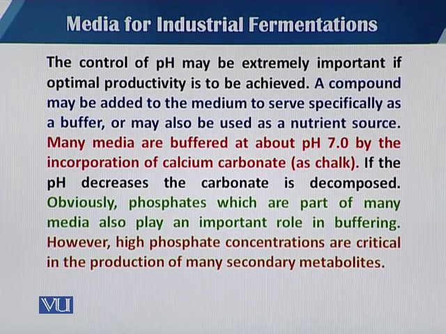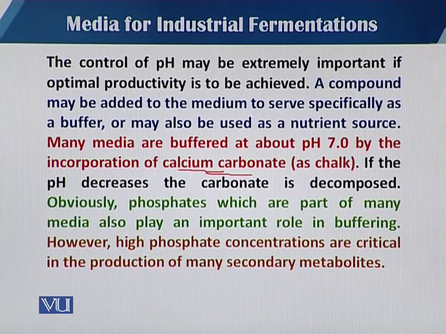If we add something into the medium that has buffering capacity, then it is easy to add that ingredient. Suppose a fermentation medium needs to be buffered at pH 7, then mostly calcium carbonate is used. If the pH decreases, the carbonate is decomposed. So carbonates act to control the pH when it decreases.